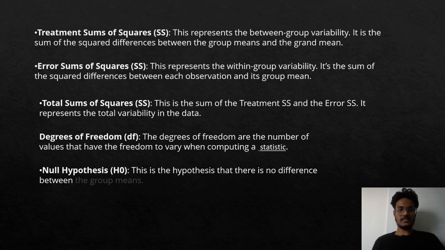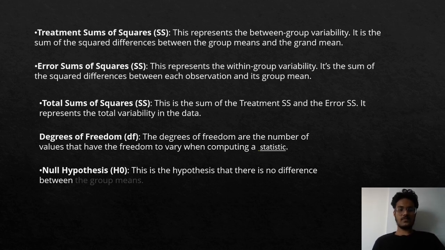Next one is SS, sum of squares, starting with the treatment sum of squares. This represents the between group variability. It is the sum of the squared differences between the group means and the grand mean. In short, the difference between the group mean and the grand mean is called the treatment sum of squares.